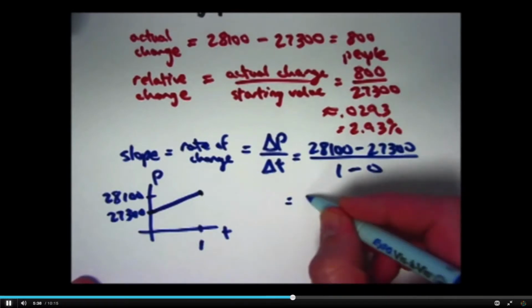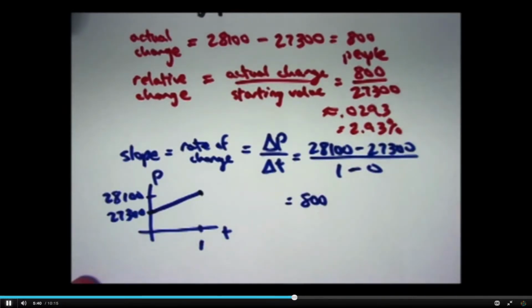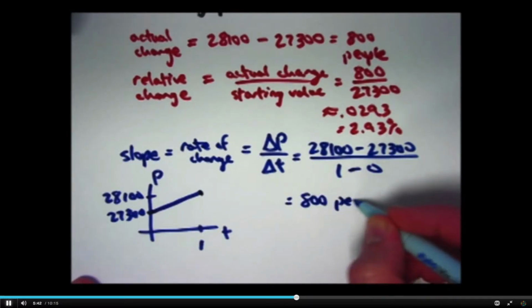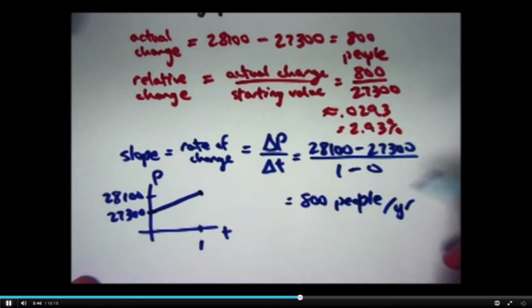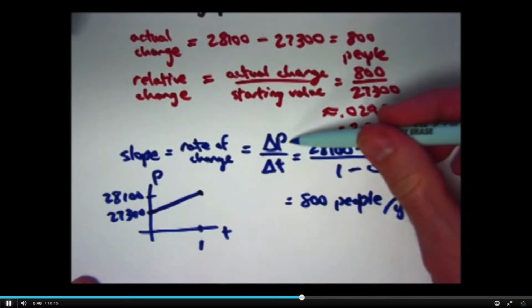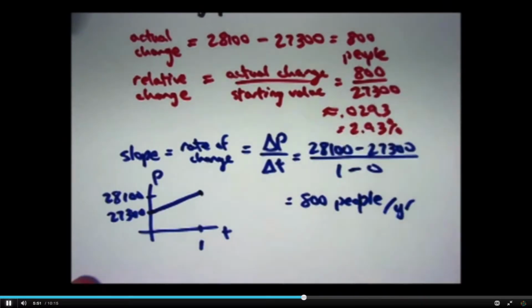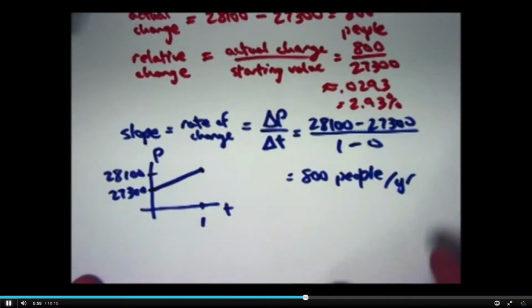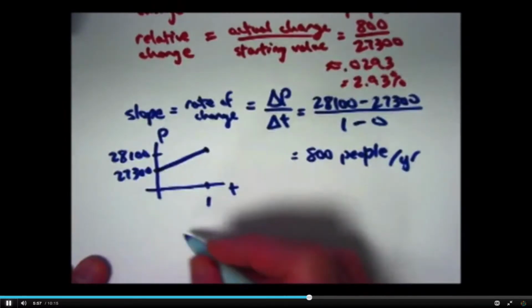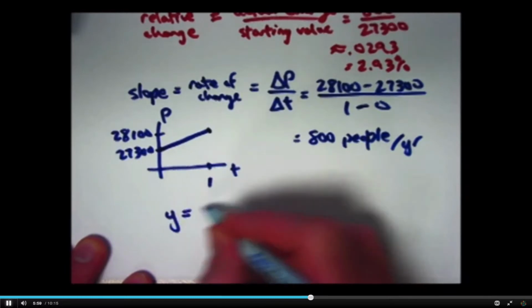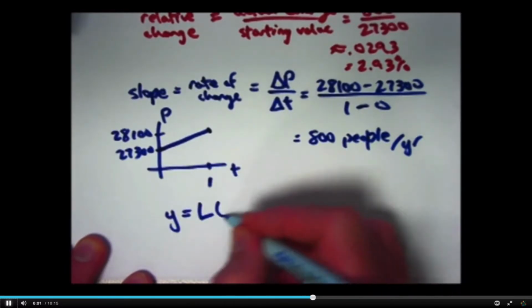Anyway, this is coming out to 800, but the units here are not people, it's people per year, because it's a ratio where the units on the top are people and the units on the bottom are years. Anyway, that's going to be the slope of your linear function. I'm going to call this function capital L for linear.